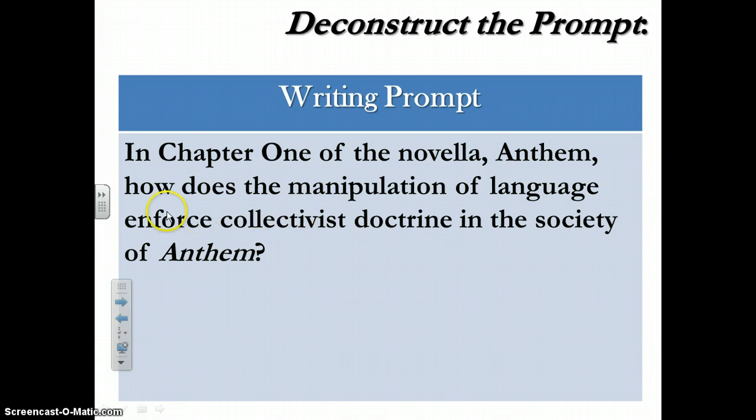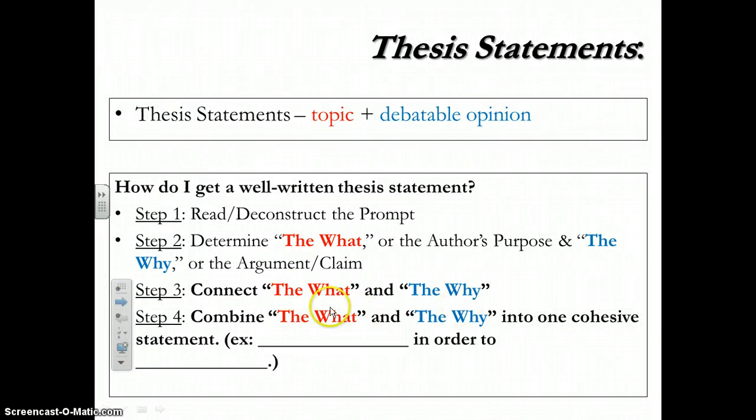So here we know we're going to have to write about something about the manipulation of language in the collectivist society. Okay? That's what we're going to be writing about, so now the why comes in. Why do we think Rand chose to do that? Okay? You put the what and the why together into one nice long sentence, and there's a phrase here you can use, it's "in order to," but you also have your tone packet.